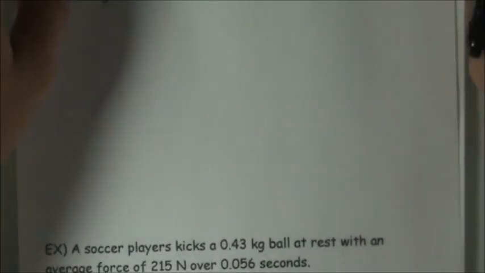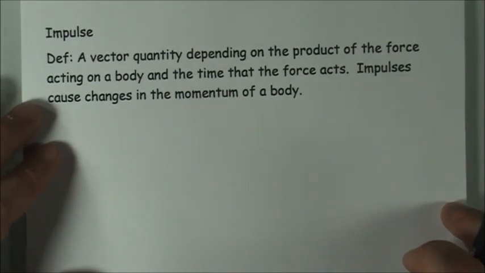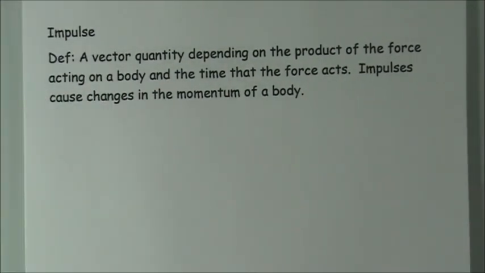So let's look at a little bit more complicated counterpart to momentum called impulse. So impulse is also a vector quantity, and it depends on the product of the force acting on a body multiplied by the time that that force acts on it.